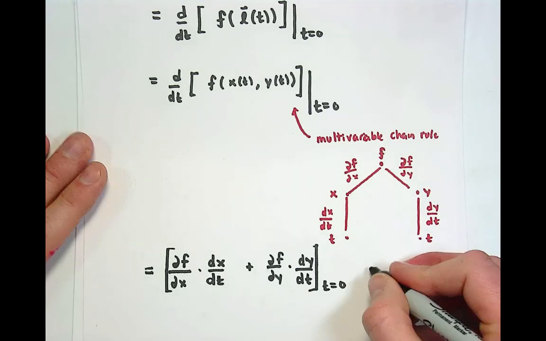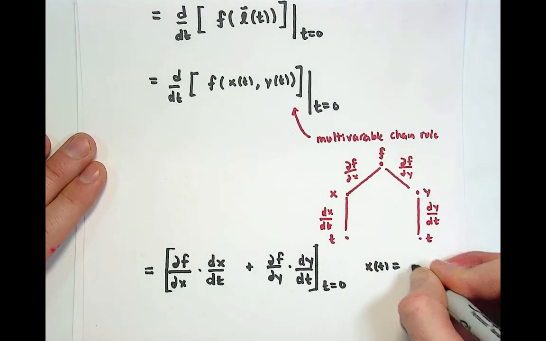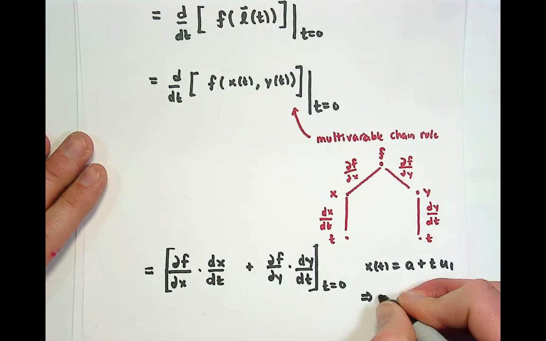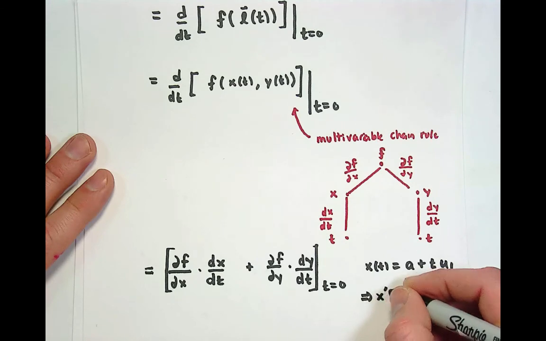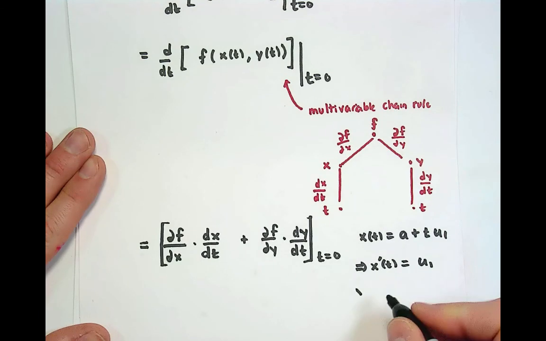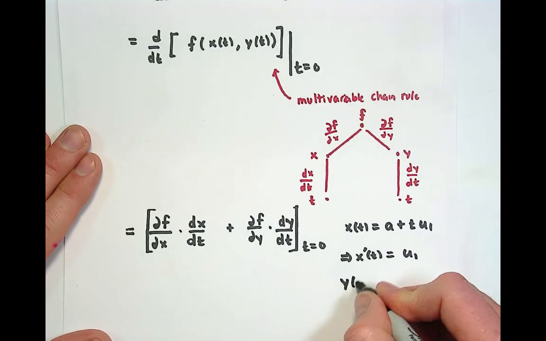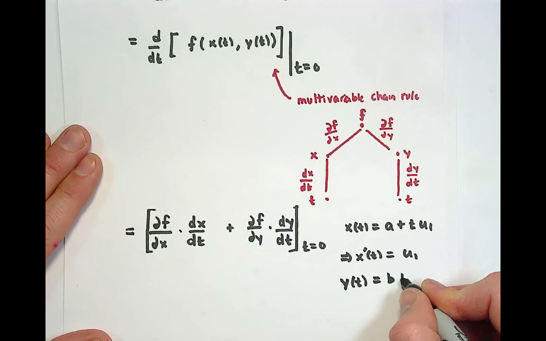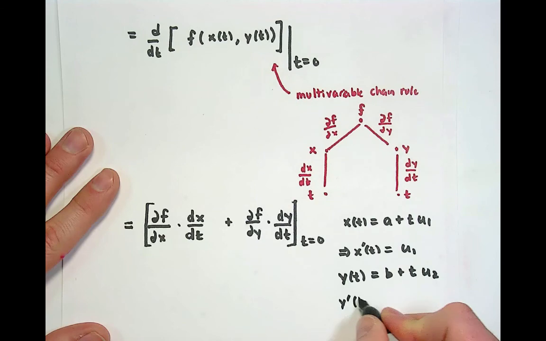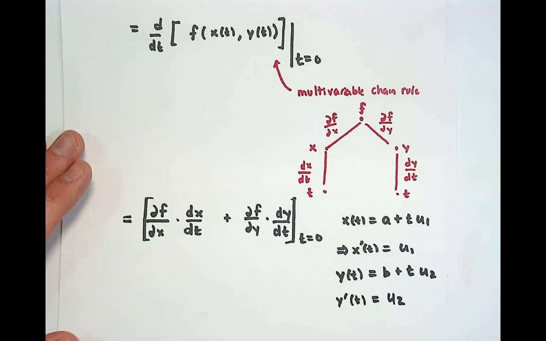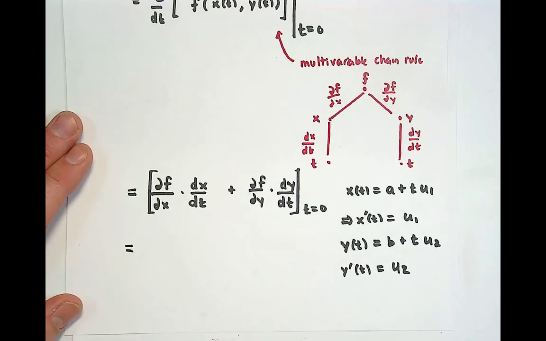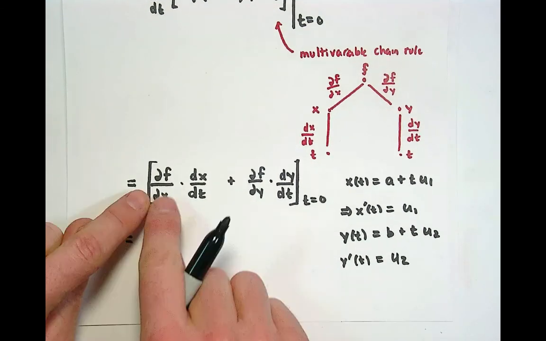We can do something further because x of t was given by a plus t u1. That implies that the derivative of x of t, perhaps we call it x prime of t, is just going to be u1. And then the same thing's true for y of t, since the function y of t is a linear function in terms of u2, where it's b plus t u2. That implies y prime of t is just u2. Okay. Well, this gives us kind of a powerful thing here.